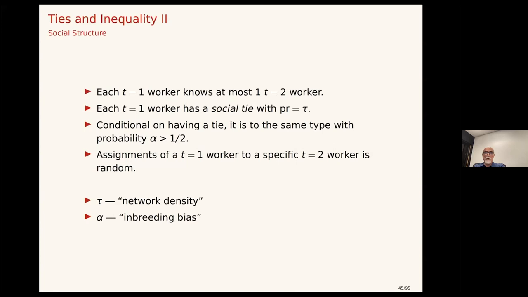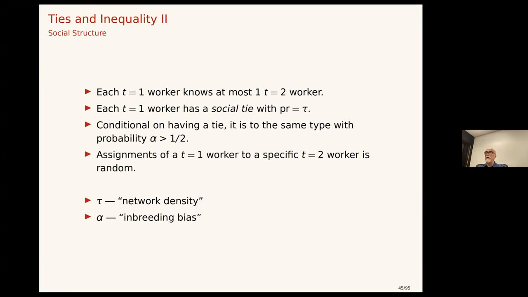So we're going to have social structure, okay? So what does this social structure look like? We're going to have the workers who work at time one are retired but still alive at time two. And they know, maybe they know or maybe they don't know, but they know a time one worker, okay? And for reasons of making the model tractable, Jim assumed that every time one worker knows at most one time two worker, okay?